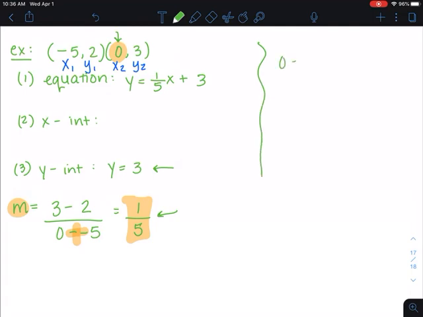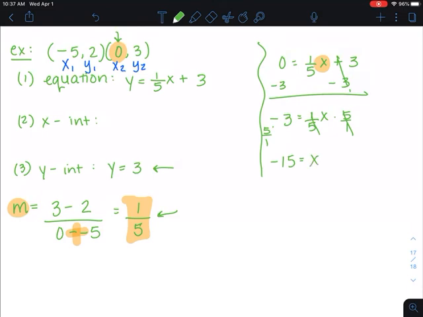Alright, so the x-intercept is when y is 0. So I'm going to make y 0. And then I have 0 equals 1/5 x plus 3. We're solving for x. I'm going to subtract 3 from both sides. Those cancel. -3 is equal to 1/5 x. Alrighty, and then we're going to multiply both sides by the reciprocal. These will cancel. And I've got -15 is equal to x. So x is equal to -15.